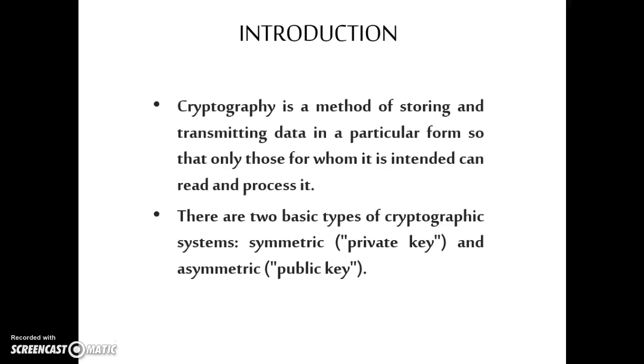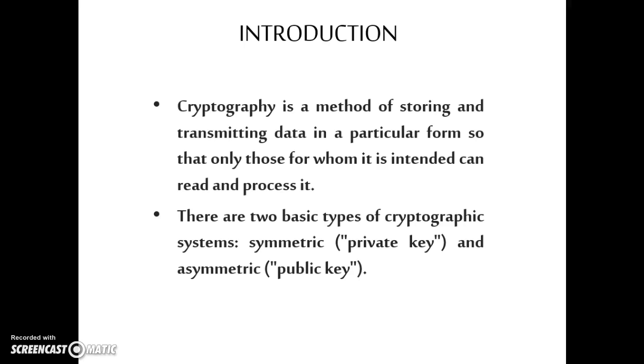There are two main basic types of cryptographic systems. They are symmetric cryptographic systems and asymmetric cryptographic systems. What are symmetric cryptographic systems? These are the systems in which both the sender and receiver have a private key. They both share the private key, but the disadvantage of this symmetric cryptographic system is that there must be a secure channel to share the key between the sender and the receiver.